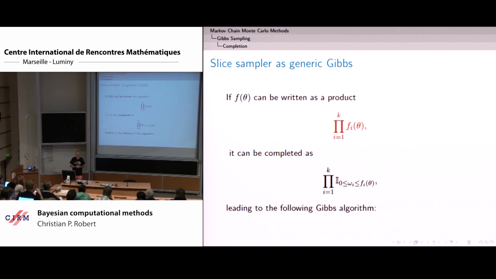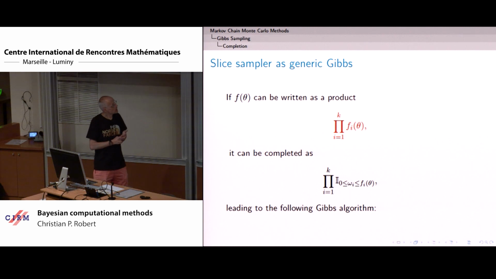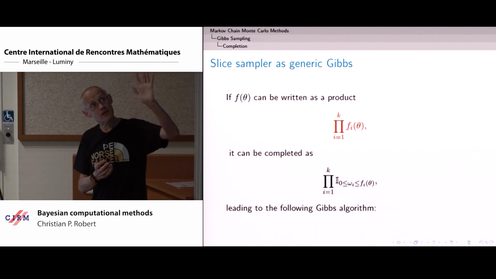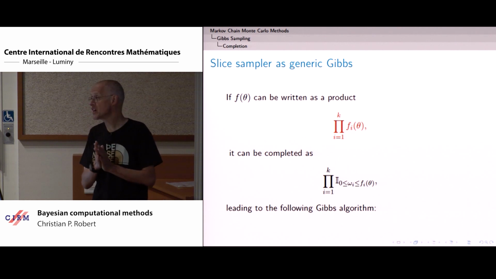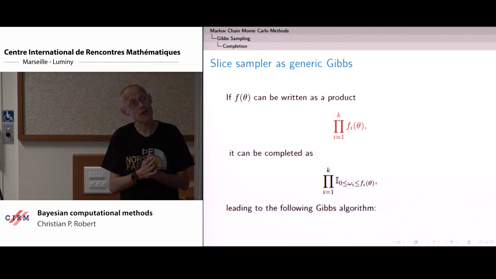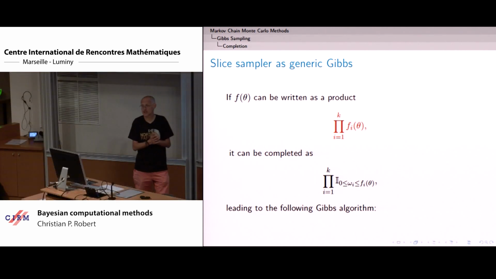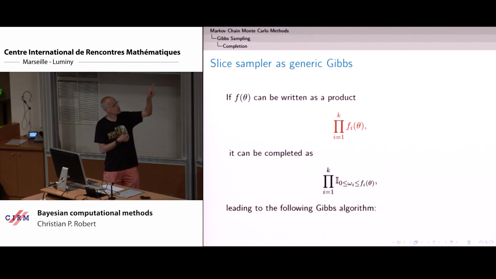Something I want to mention is the slice sampler, because that's a form of generic Gibbs. And well, it relates a little bit to something of the first section with the indicators, which is that if you have a statistical problem where your target is a product of individual likelihoods, you can replace each of the fi's by an indicator that omega i is less than fi. That is, if I integrate the second equation in omega i, I do recover the first one.